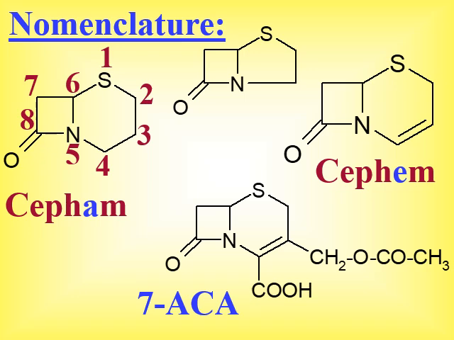The nomenclature of cephalosporin. The left one is known as C-fam. As we see here, like penicillin, the sulfur takes number 1, and we finish this ring first, then we go to the beta-lactam ring. On the right side, this is C-fem. Why do we change from A to E? Because we have a double bond.